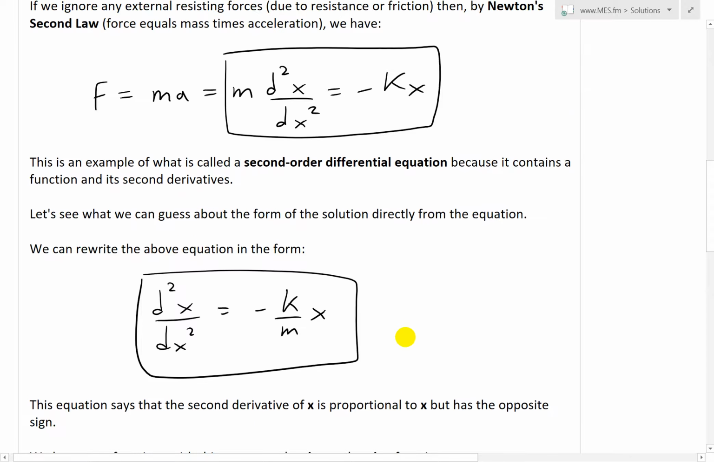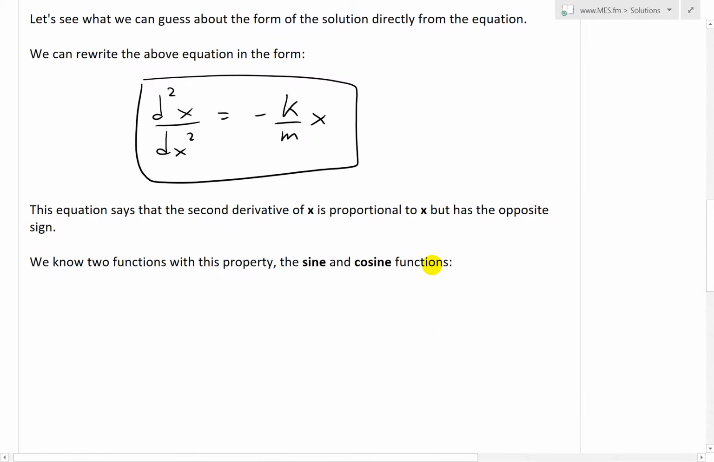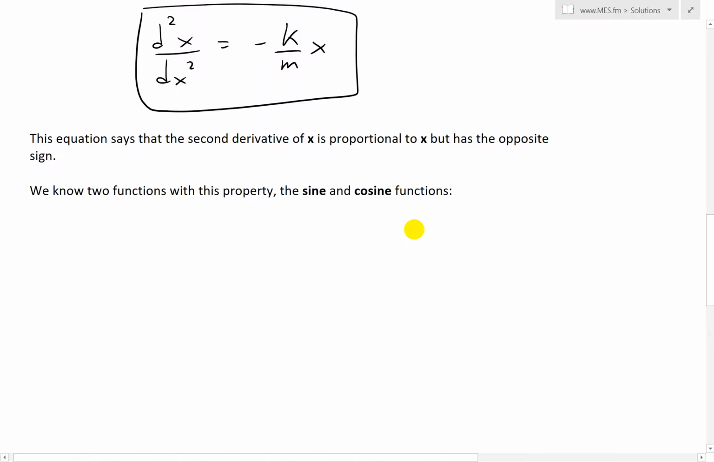Now that we moved that m away, we have this equation, and it says that the second derivative of x is proportional to x itself, but with the opposite sign because of this negative. So we actually already know two functions with this property, the sine and cosine functions.